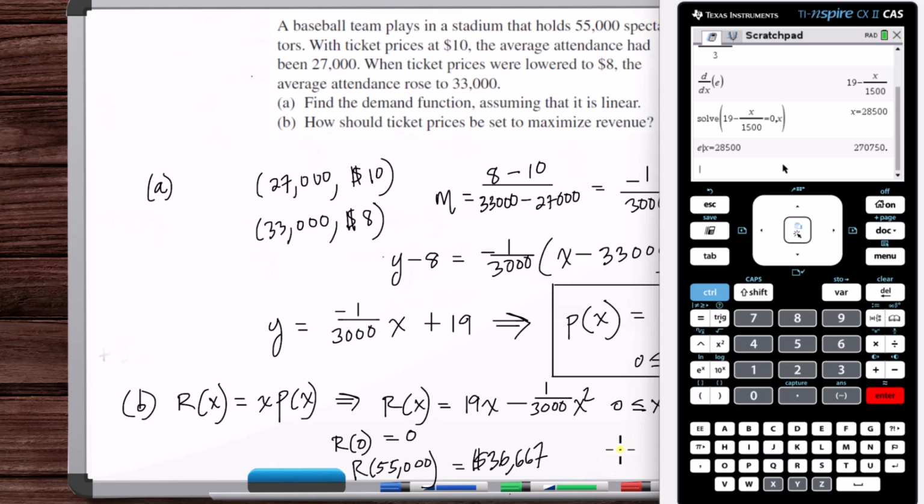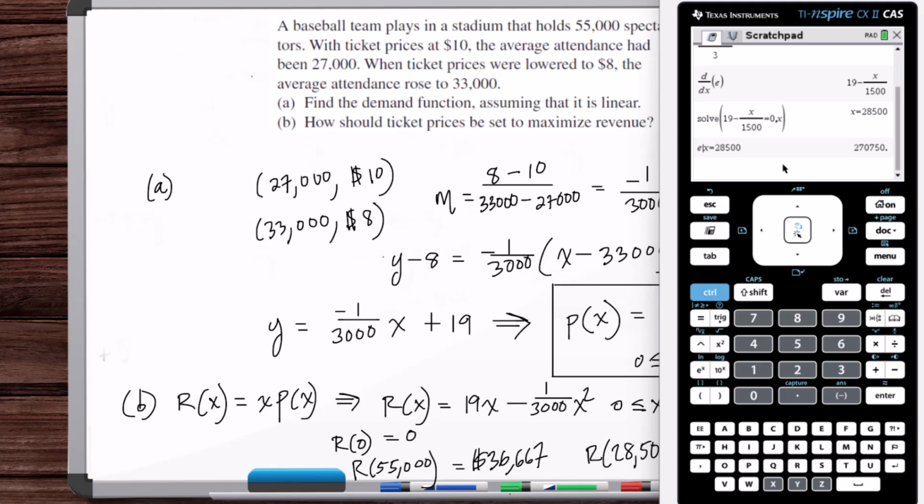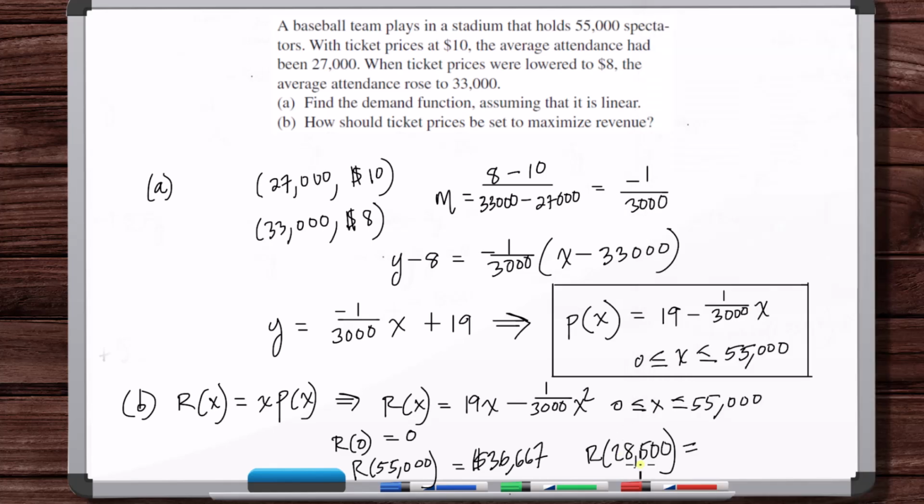R at 28,500 is equal to 270,750. So that's the max revenue. How is that possible if you're selling more tickets here? Because remember we sold more tickets, but we had to compromise price to sell these tickets. So it's that perfect balance of price and tickets sold is here.